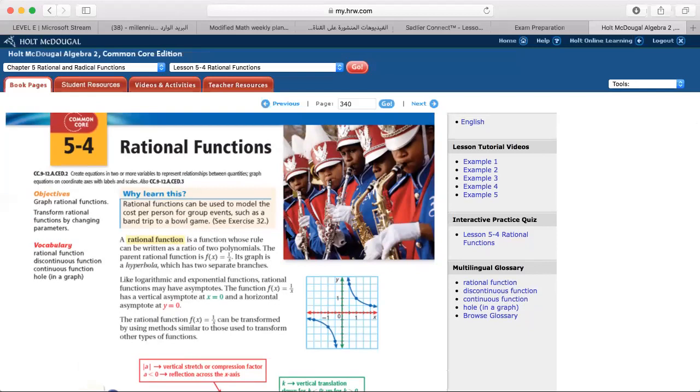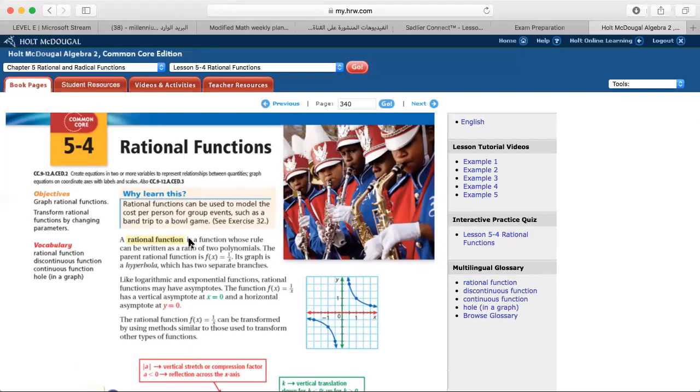Today we have a new lesson, chapter 5, lesson 4, rational functions. Our objective today is to transform rational functions by changing the parameters. How are we going to do this? Let's first read about this.